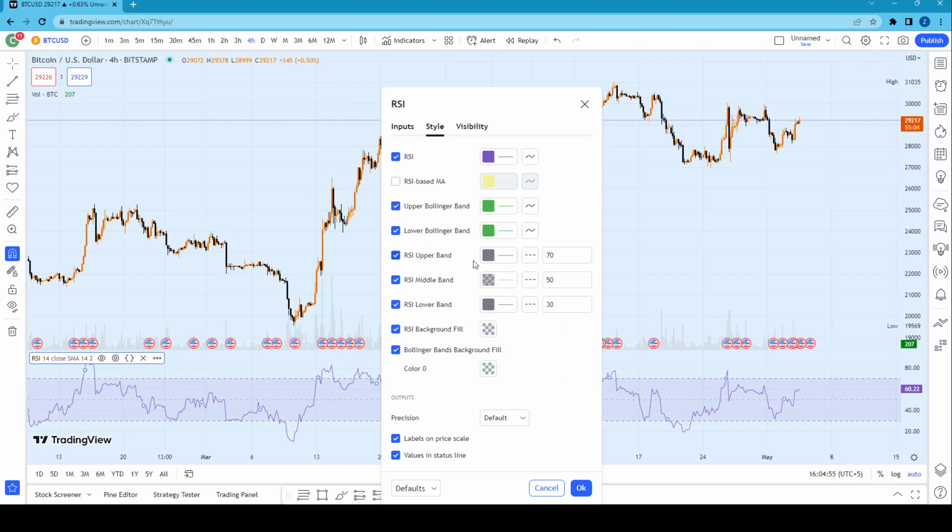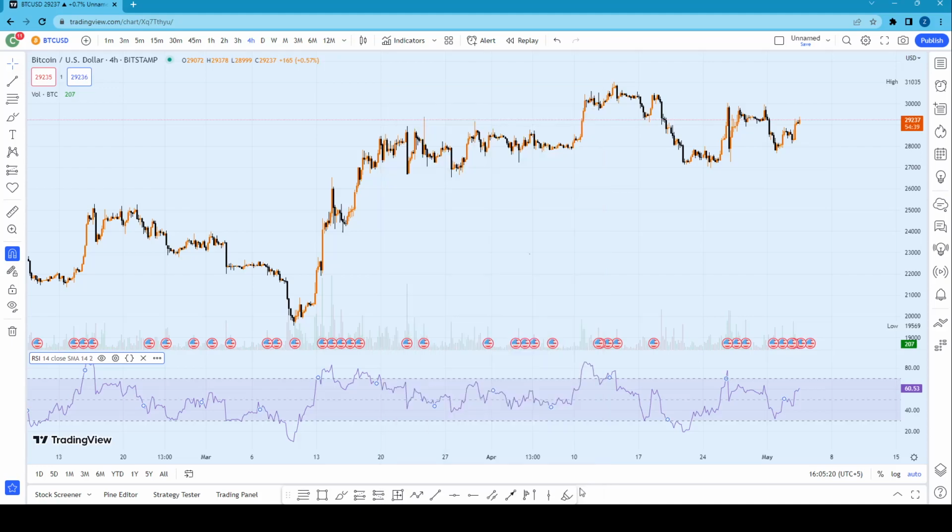The RSI upper band value is 70, the middle band is 50, and the lower band is 30. Below 30 it is considered oversold, and above 70 it is considered overbought. It tells you the momentum. The value oscillates between these two values, and sometimes it goes above 80, 90. I'm going to tell you how to use it correctly. Don't just consider above 70 and sell.